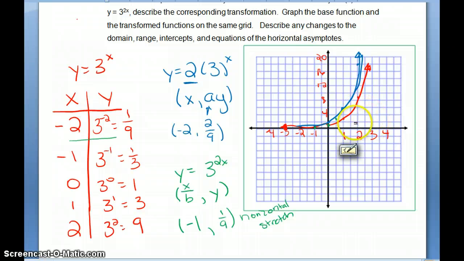Then we can look at when x is equal to 2, we're at 2 and 9 there. So divide that x value by 2, and we're going to be left with 1 and 9. Okay? From there, if you want, you can keep going, but this will be fine as it is. So now let's connect our dots.